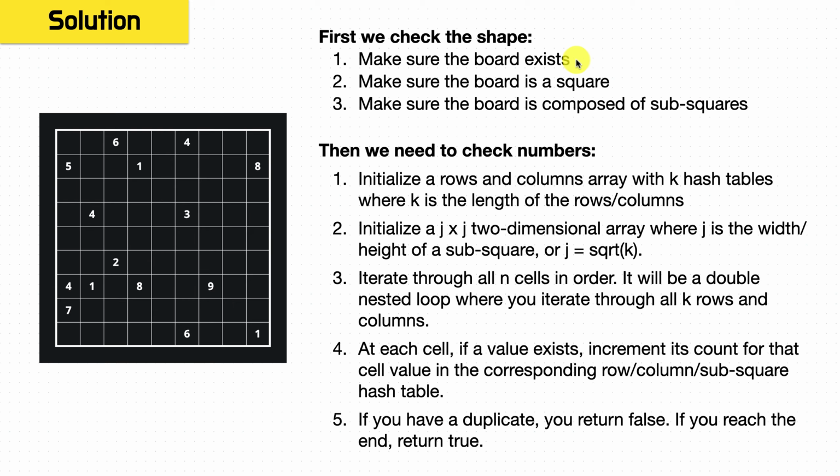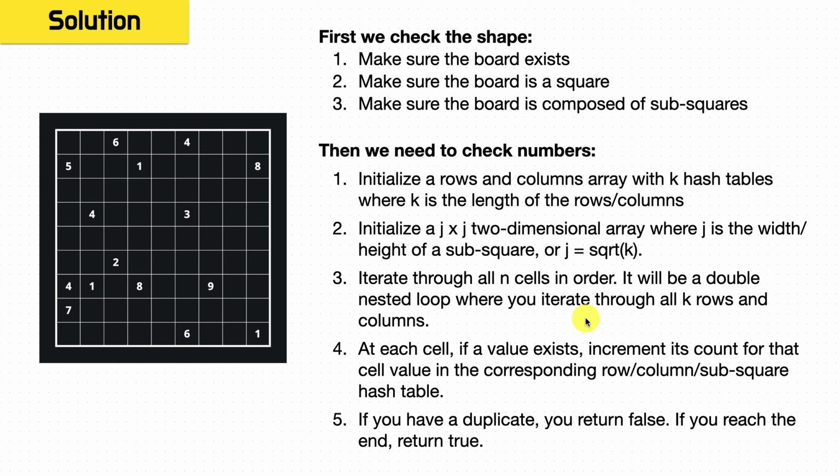First, we'll check that the board exists so that we're even given this matrix. Then we check that the board is square by comparing the rows and columns. And then we check that it's composed of subsquares, which means we take the square root of a side length and then take the modulo of 1 to confirm it's a whole number. We're going to initialize an array of hash tables for our rows and columns, and it's going to contain k hash tables. Then we'll create a matrix of hash tables to track the subsquares. It will be j by j, where j is the square root of k.